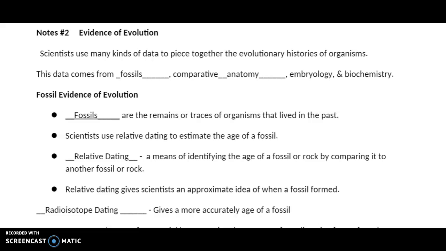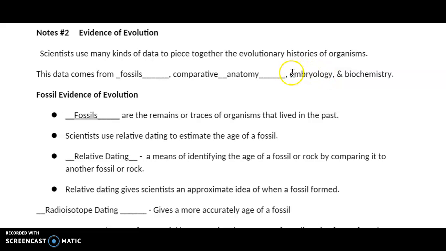Now we're going to look together at our notes number 2, evidence of evolution. Scientists use many kinds of data to piece together the evolutionary history of organisms. This data comes from fossils. We look at fossil records and comparative anatomy, compare how maybe the arms of one organism match up with the arms or wings of another organism.